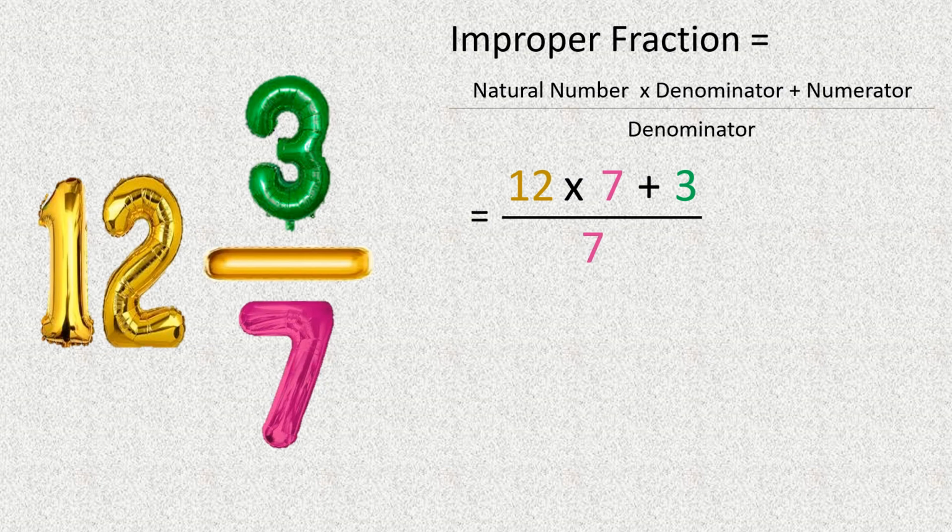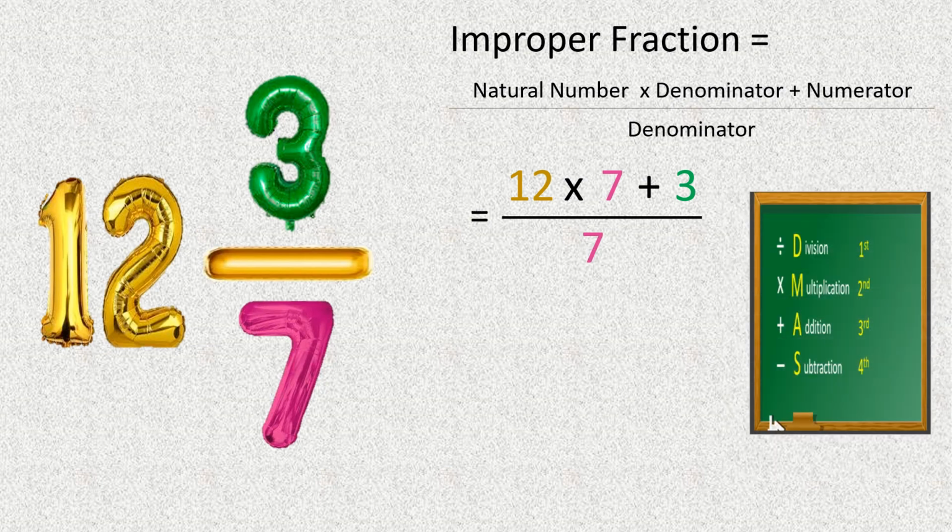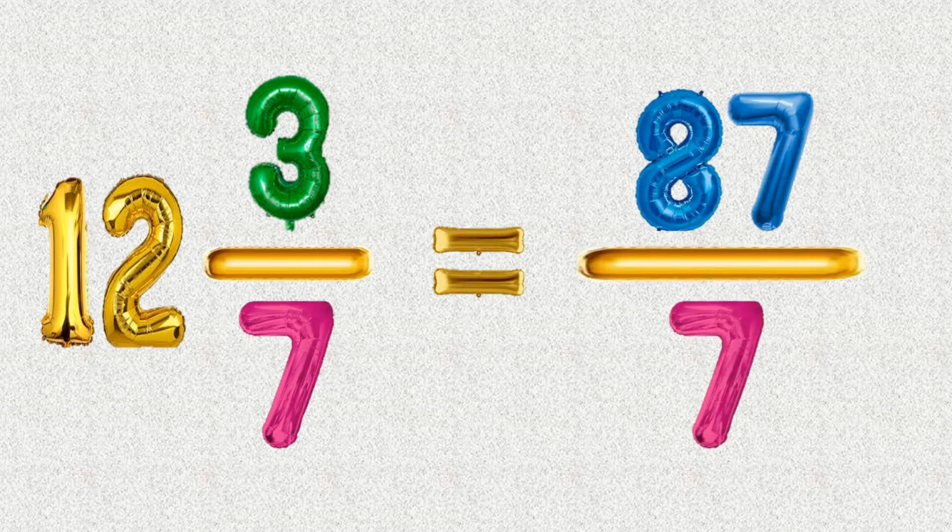Now tell me what we have to do first. Multiplication or addition? Yes, multiplication. So do the multiplication. 12 7s are 84. So write 84 plus 3 upon 7. Now do the addition. 84 plus 3 we get 87 upon 7. So the improper fraction is 87/7. I hope you all understand how to change an improper fraction into a mixed number and a mixed number into an improper fraction.